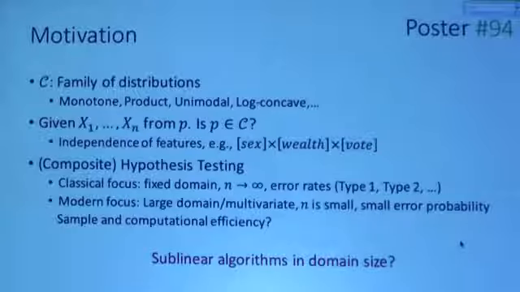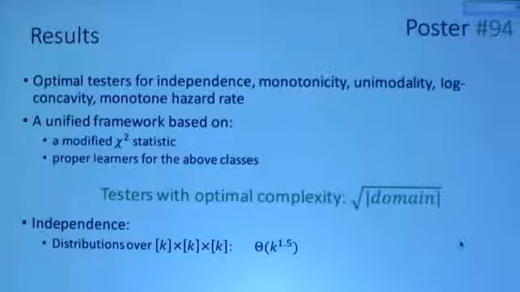So we propose a unified framework that achieves the optimal sample complexity for a number of families of distributions, such as independence, monotonicity, log concavity, and so on. This unified framework is based on a modification to the well-known chi-square statistic that reduces the variance. And we also design efficient learning algorithms for all the classes that we want to test against. And one of the main results is that we can test many families of distributions with sample complexity that grows as only the square root of the domain size.